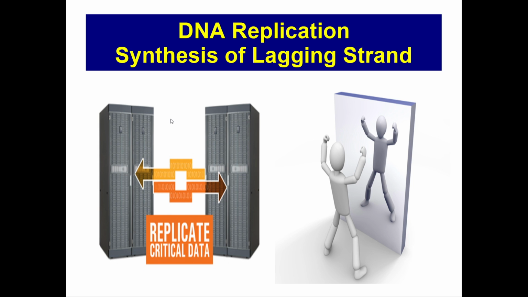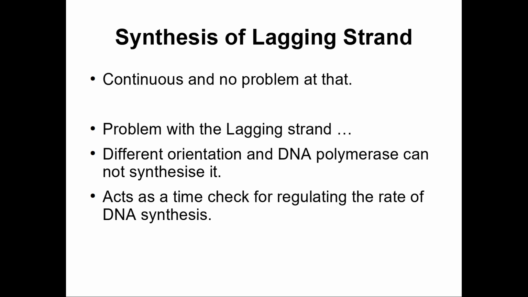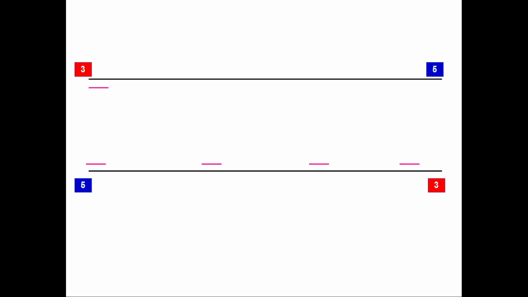Till now, we've learned how the leading strand is being synthesized. This video, I'll be dedicating it to the synthesis of the lagging strand. Now, the synthesis of the leading strand is continuous and there's no problem about it because the orientation of the DNA is the 3' to 5' orientation, and that's how the DNA polymerase can act. But there is a problem with the lagging strand, and that is because the DNA orientation is different.